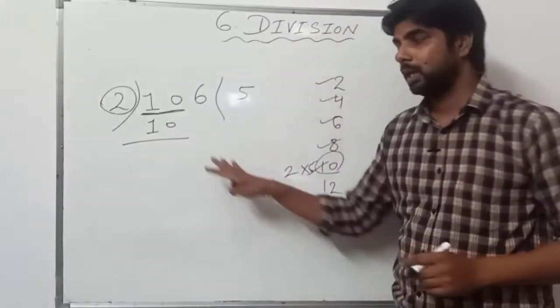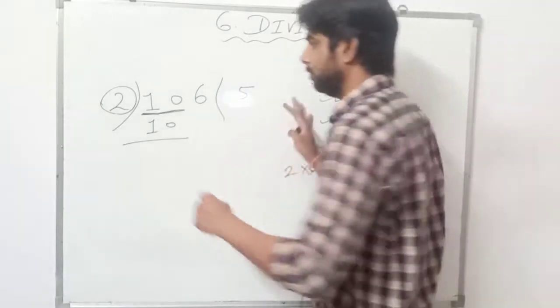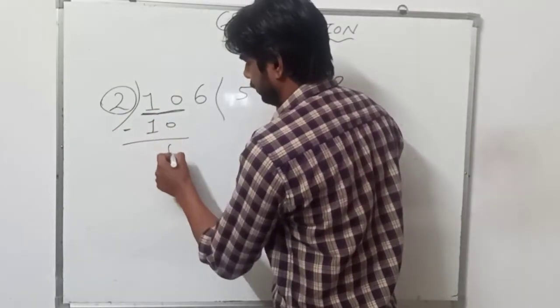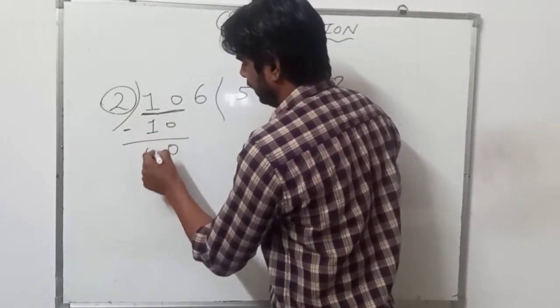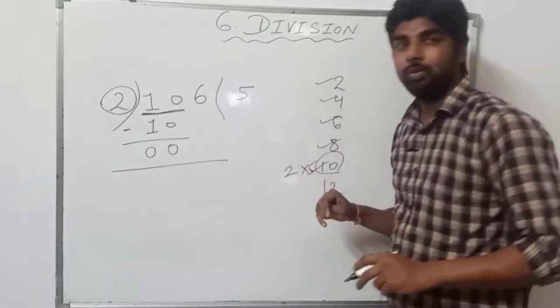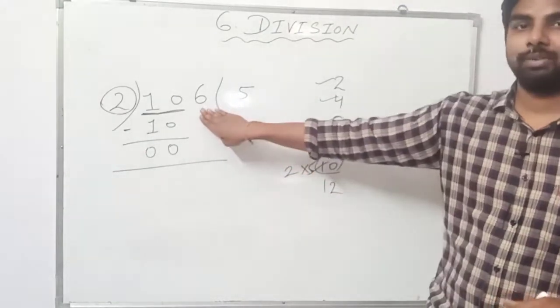Now what do we have to do? We have to subtract this 10 from 10. 0 minus 0 is 0, and 1 minus 1 is 0. Now what is left? 6 is left. Now what do we do?